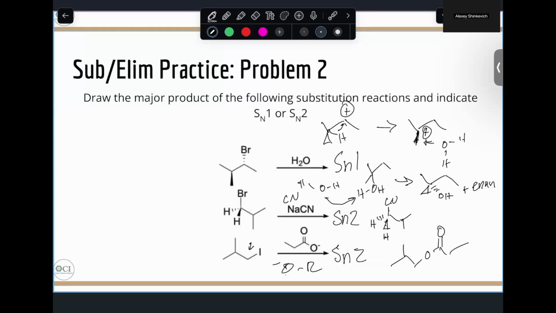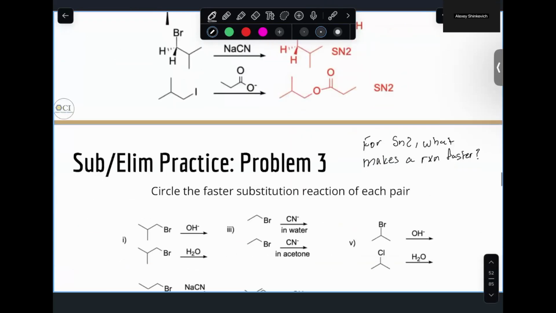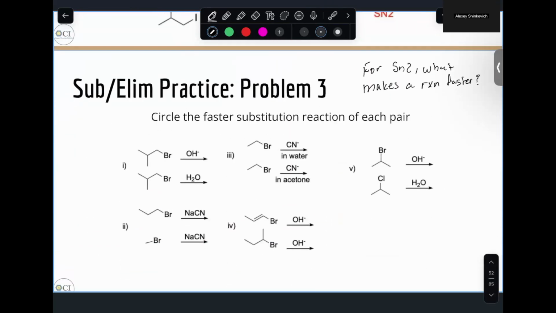Any questions? No questions? Okay. So answers. Here we have some practice. So for this one, you're going to circle the one that will make the faster reaction. And for SN2, what makes a reaction faster? What are some things that can make it faster?